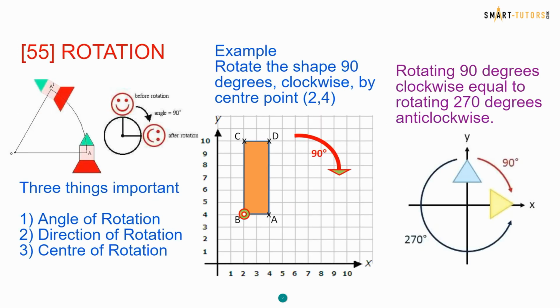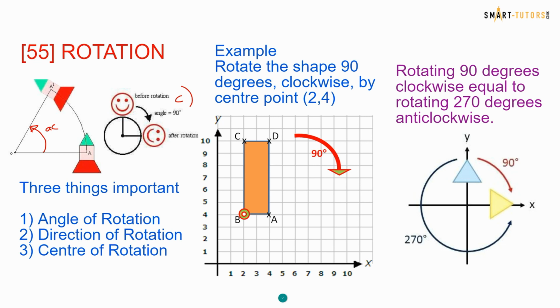Topic 55, rotation. If you see this one, three things are important in the rotation: angle of the rotation, direction of the rotation, center of the rotation. Let's say before the rotation, the smiley face rotated 90 degrees comes here. So the entire object is rotating. Here the rotation is said to be anti-clockwise. Here this is called clockwise and this is anti-clockwise.